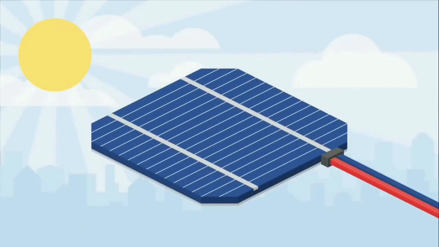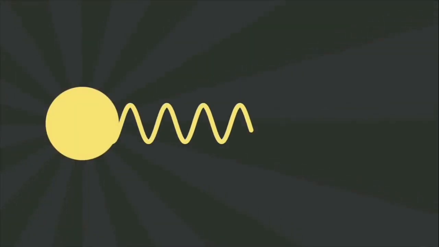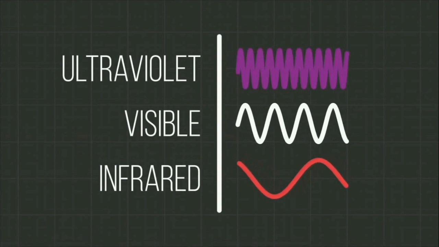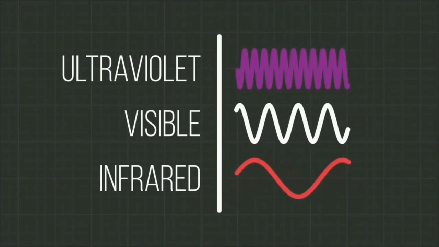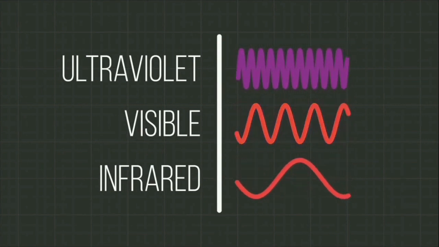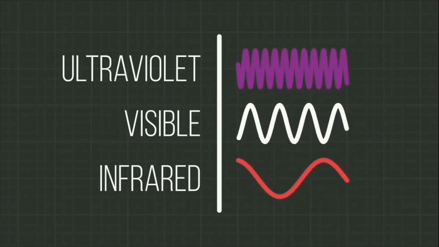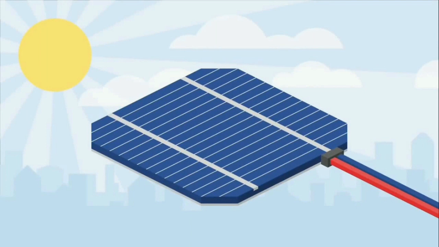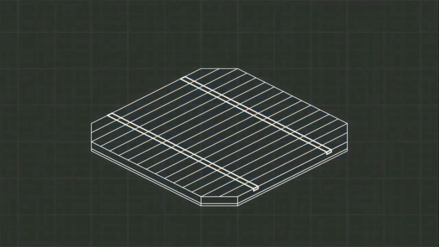A solar cell gathers light from the sun and generates electricity just as leaves generate food for a plant. Let's find out how. The sun emits energy in the form of waves. These waves can range in length from short ultraviolet waves through the rainbow of the visible spectrum to long infrared waves. When the sun is shining, these waves move toward the earth and hit the surface of the solar cell. Let's take a closer look.